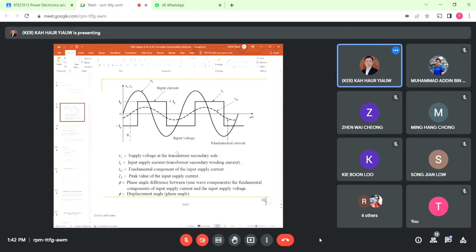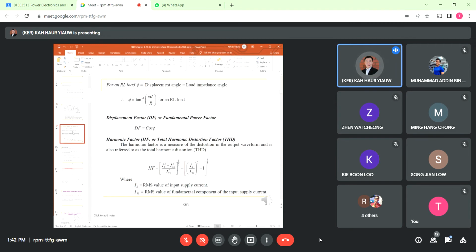For further description and understanding, we'll do it one by one later on. This one is just for general. Sometimes the phi here, the angle difference between the voltage and current waveform, is also called the displacement angle.